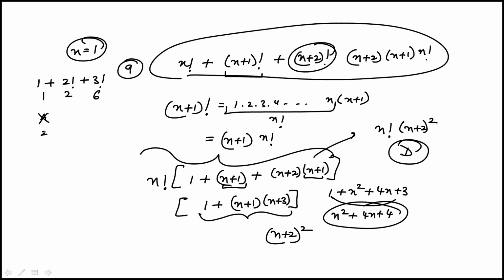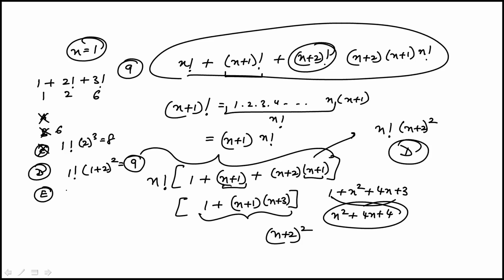B would be 3 times n plus 1 factorial, so 2 factorial, so that's 6. So B doesn't work. C also doesn't work because it's 1 factorial times 2 cubed, which is 8. D should work. We know that's the correct answer, but let's do that. 1 plus 2 squared, which is 9. And then E, 1 factorial. Actually, so maybe 1 does work.